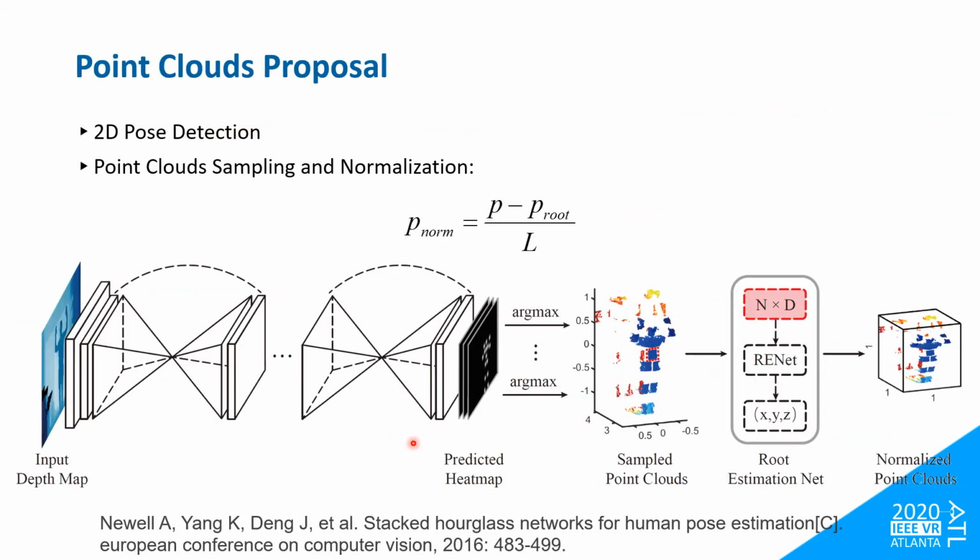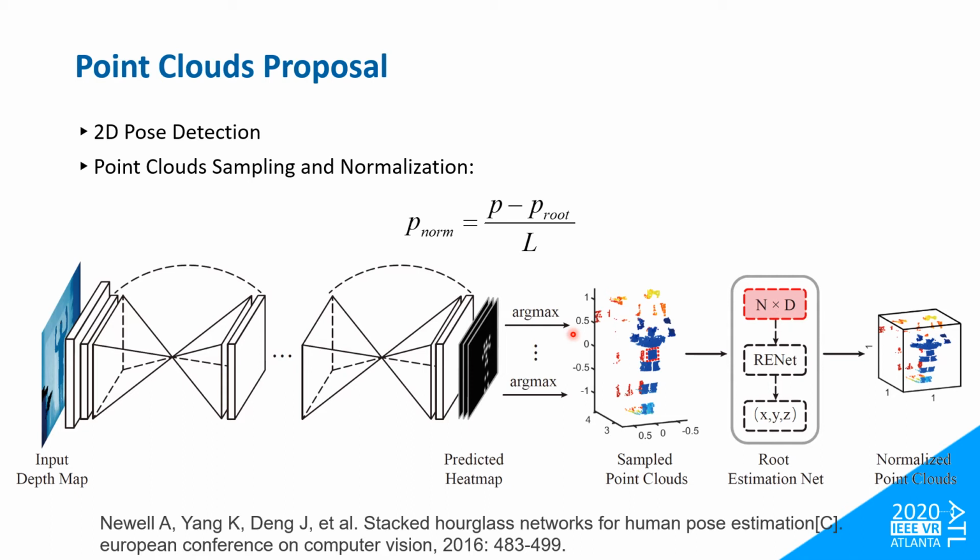The point clouds proposal module mainly consists of two steps. We first perform 2D human pose estimation using the stacked hourglass network. The loss is set as the L2 distance between the predicted heat map and the heat map generated from the ground truth 2D joint locations. The 2D human pose can be recovered by argmax operation on the predicted heat map. Notice that the argmax operation is not continuous or differentiable, so we have to train this network separately.